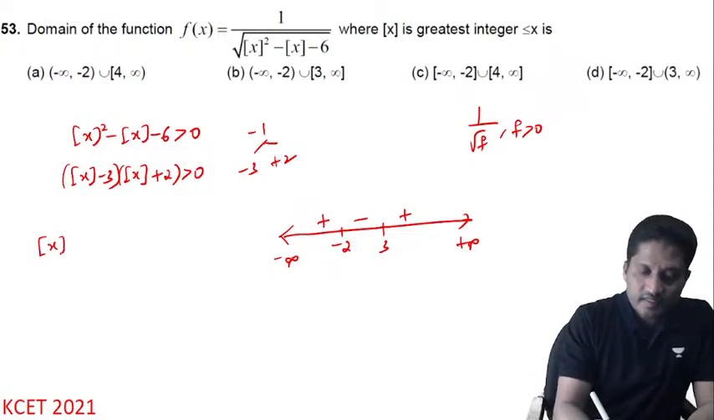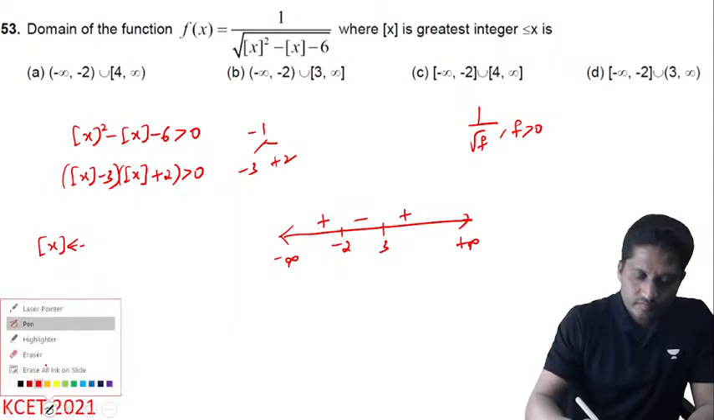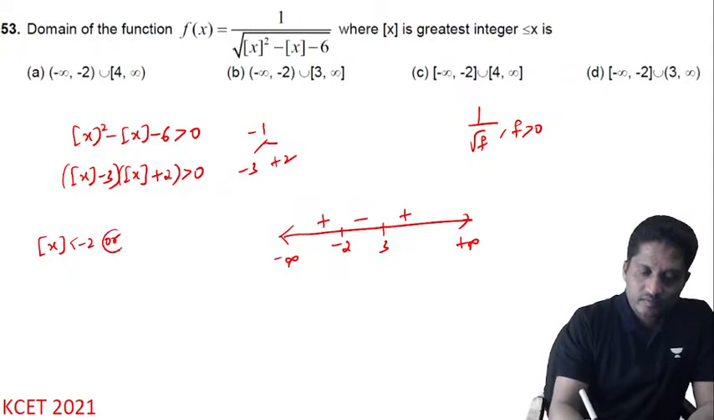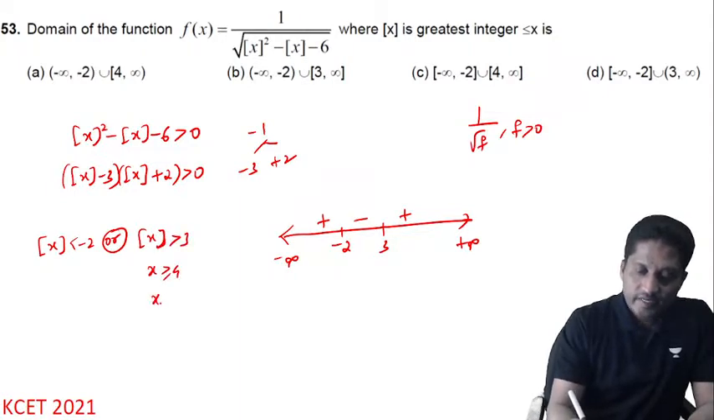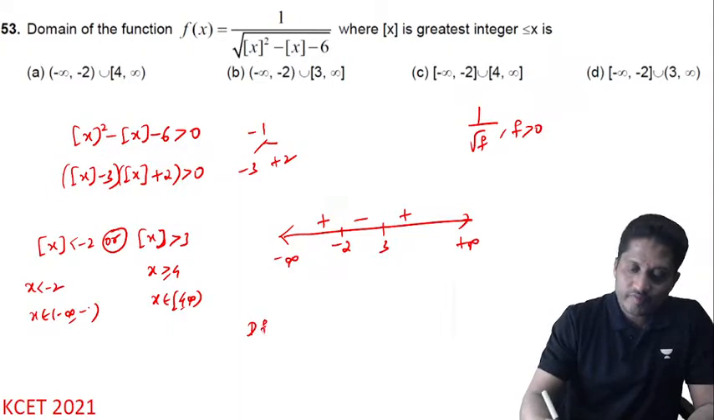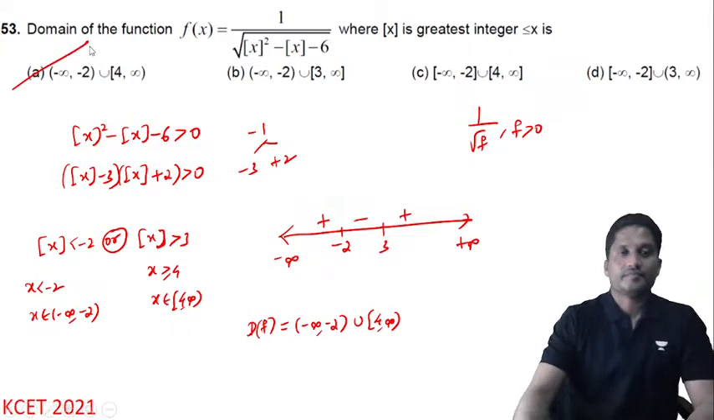This means that box x is less than minus 2, or box x is greater than 3. Box x is greater than 3 means x should be greater than or equal to 4, right? x belongs to the closed interval 4 to infinity. And box x is less than minus 2 means x is less than minus 2, so x belongs to minus infinity comma minus 2. So the domain of f is minus infinity to minus 2, open bracket, union with the closed interval 4 to infinity. Answer is option A.